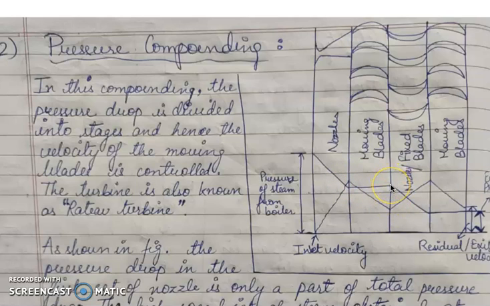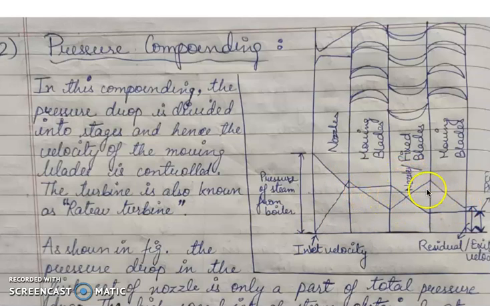Now the second set of fixed blades or nozzles will be used, which will accommodate the further drop of pressure. As some of the pressure was dropped here, the rest is dropped here, and at the expense of this pressure drop, this velocity increases, and hence again it is used in the next set of moving blades. So basically we are staging the pressure here. This is the first pressure drop, this is the second pressure drop, and at the expense of the pressure drops we are getting these high velocity jets, and the velocities are used in the moving blades.